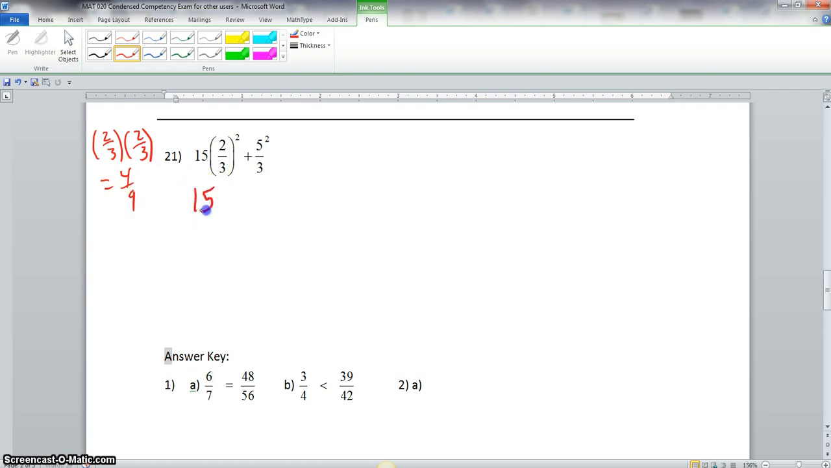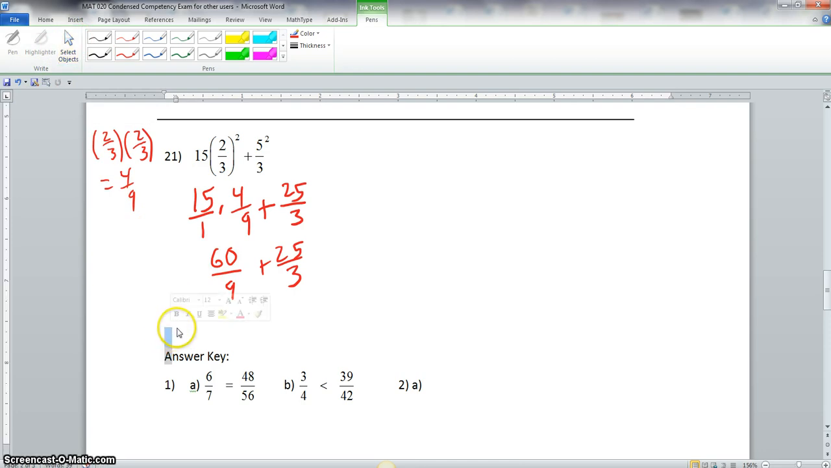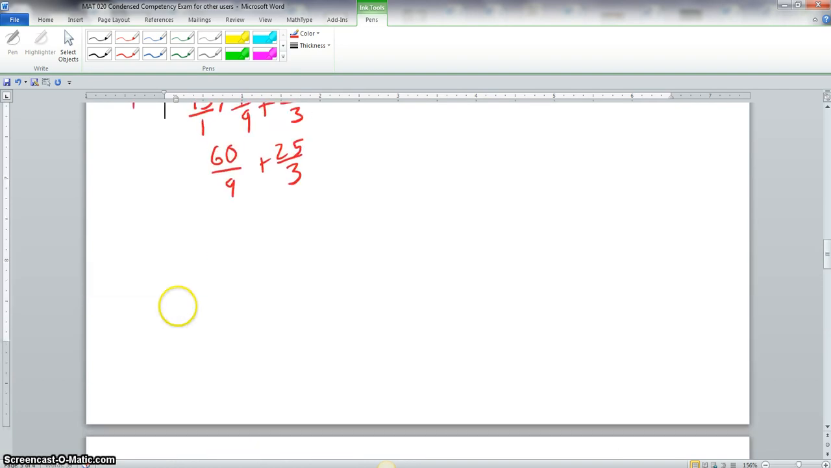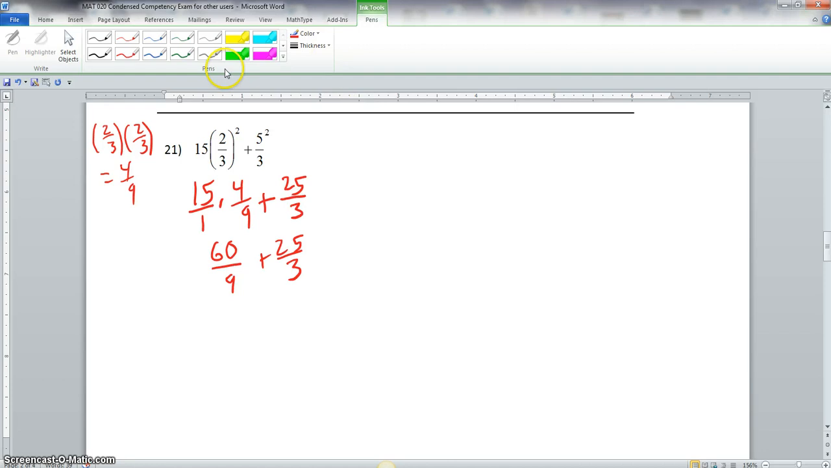So here we will have 15, we'll make this 15 over 1 times 4/9 plus 5 squared is 25, and we will have 3 here in our denominator. Now we can multiply. 15 times 4 is 60, and 1 times 9 is 9, plus 25 over 3. Now before we multiply these denominators, why don't we see if we could simplify this? Now first of all, I need to move down this answer key part here. Let me move that down so we'll have more room here. Okay. So now we go back here.